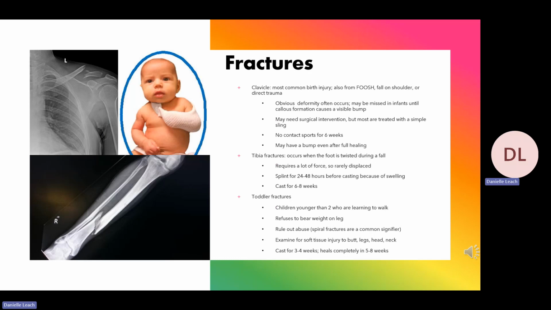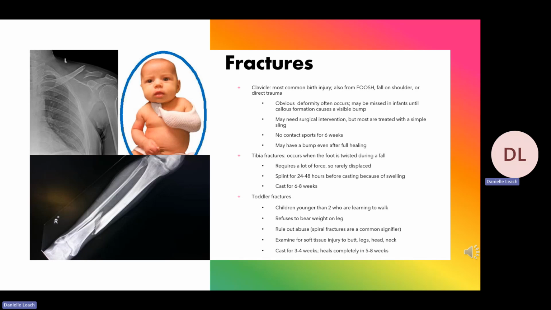Clavicle fractures, as you probably know from OB, are the most common birth injury. But not only babies can fracture their clavicle, also older children or adults can. It could be from a fall on outstretched hands, a fall on the shoulder, or direct trauma to the clavicle area, a lot of times from things like wrecking on bicycles. This one, you can a lot of times see an obvious deformity coming up from the shoulder area. In an infant, you may not see this at all, and it may be missed until a callus formation causes an actual visible bump on their shoulder area.